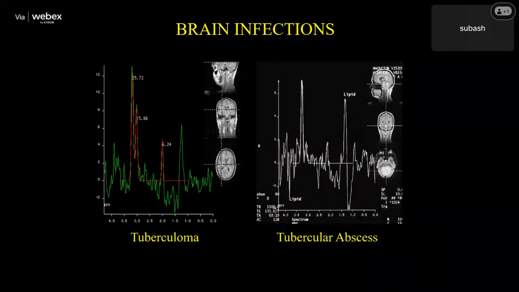This is a tuberculoma brain. You can see the high choline and NA. There's some NA peak there, but it is reduced. And at the same time, you see a high lipid peak. So you can see the characteristics of brain TB. And this is a tubercular abscess. So you can see the high lipids and a lactate peak over here.